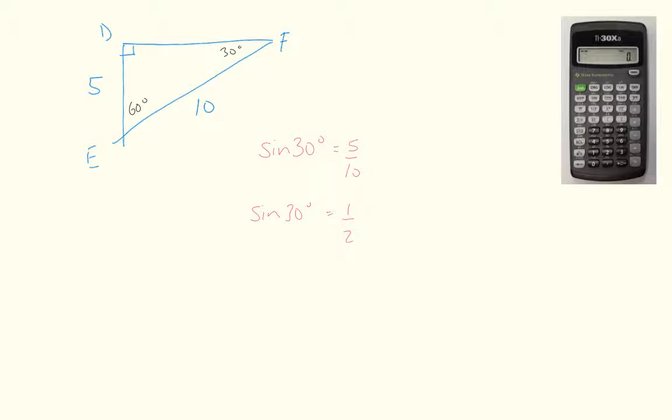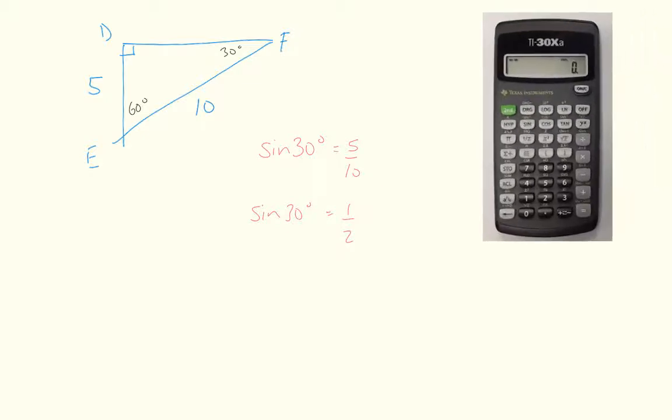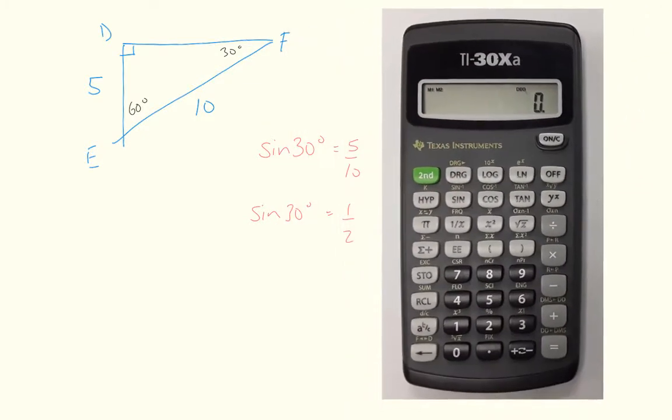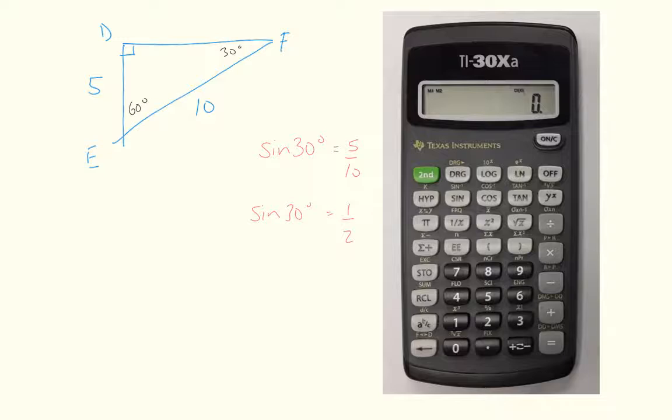Now, I think that's true. My calculator will actually confirm this for me. So if I bring my calculator over here, I can't punch it in for you, but I can show what I'm going to hit. On this one, which is an old school calculator, I would have to actually punch in 30, and then I would have to hit the sine button.